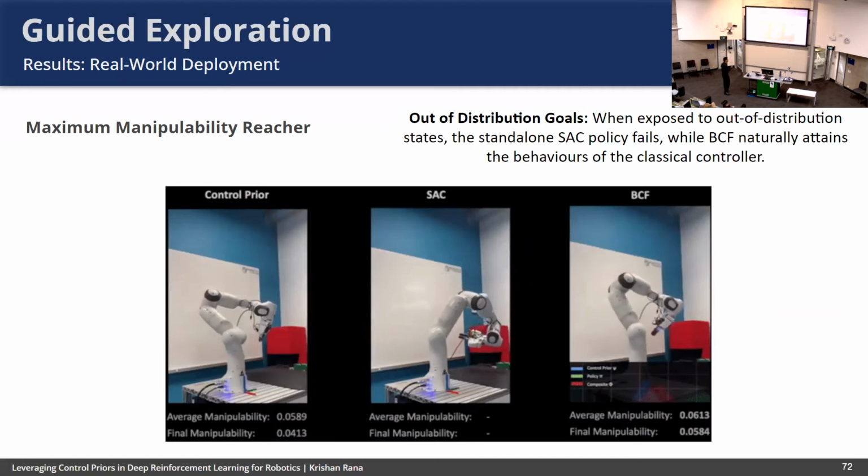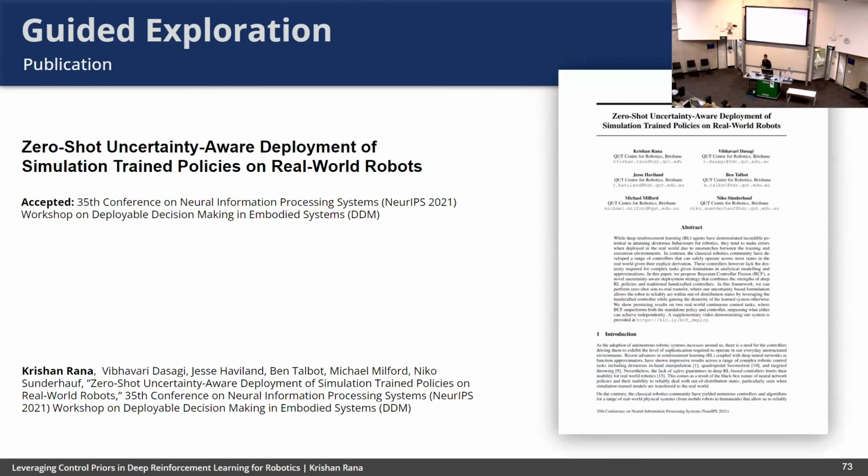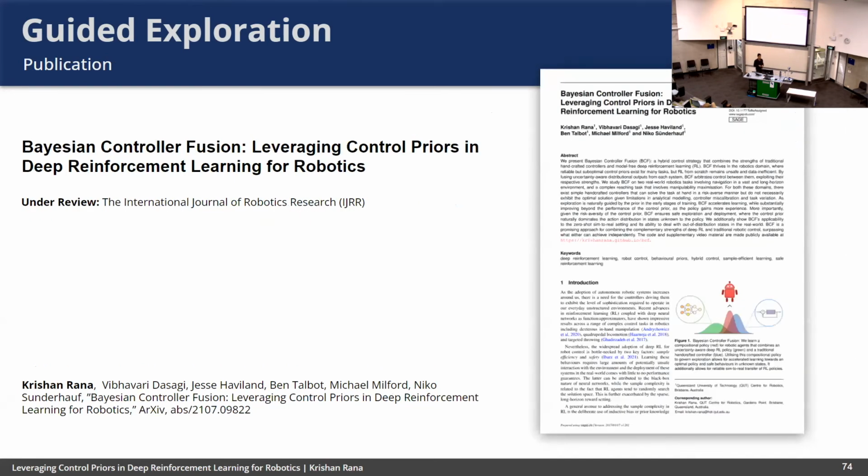So we haven't done anything. It's just completely governed by the uncertainty, right? Which is really nice. We can actually now deploy a system without worrying about maybe stopping it or having a human in the loop. So this work was published at a NeurIPS workshop in 2021. This focused more on the deployment side of things, and then we tied this into a larger journal paper, which is currently under review for IJRR.